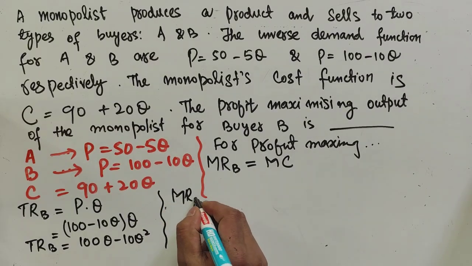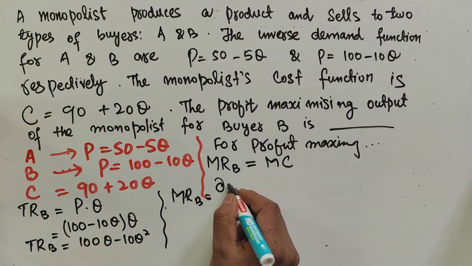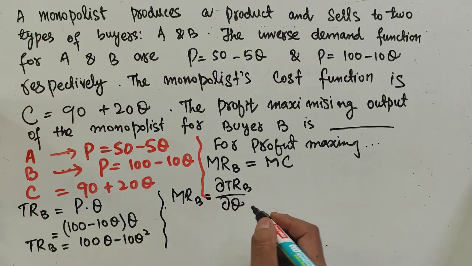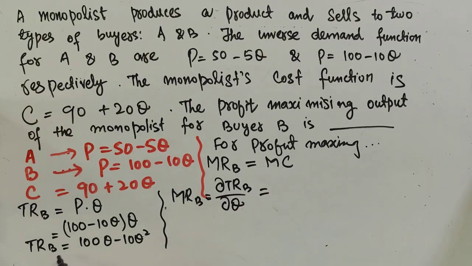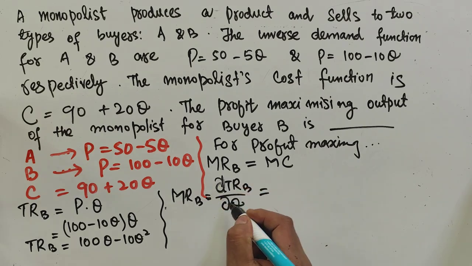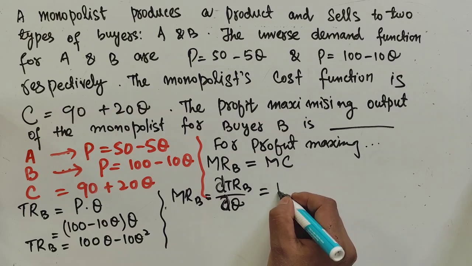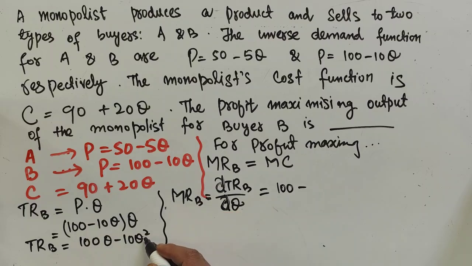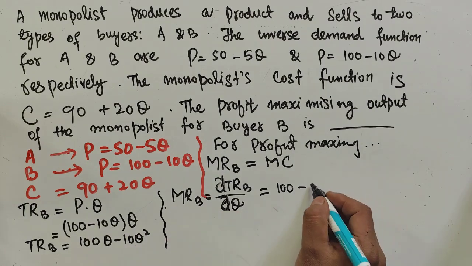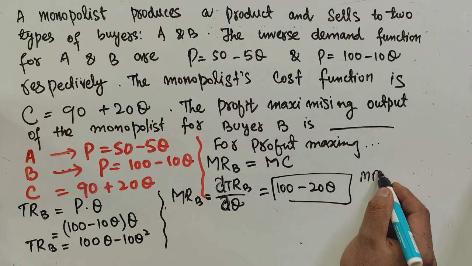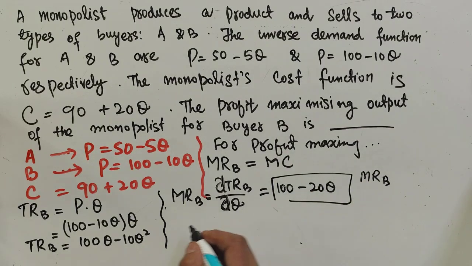Marginal revenue for buyer B will be equal to the derivative of total revenue for buyer B with respect to the output. So we use the simple derivative, not partial, here. We differentiate with respect to Q. Derivative of Q is 1, so we are left with 100 minus the derivative of Q squared, which is 2Q, so 2 times 10 is 20Q. This is the marginal revenue for buyer B.